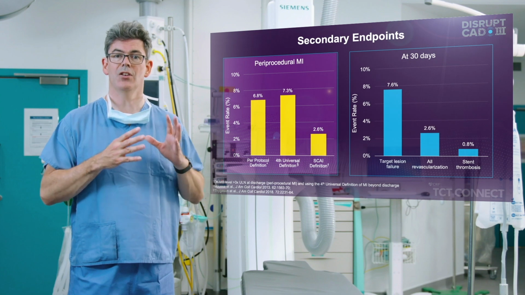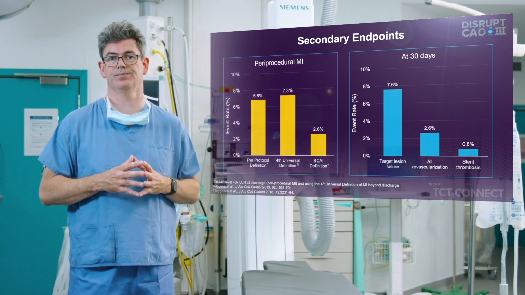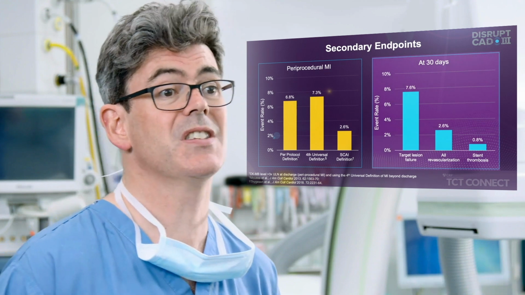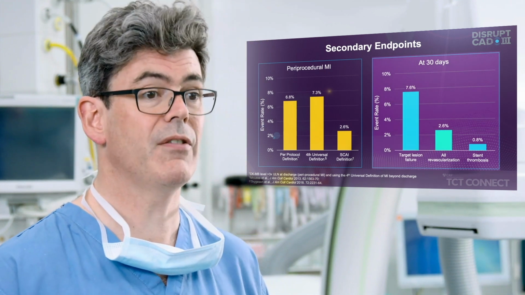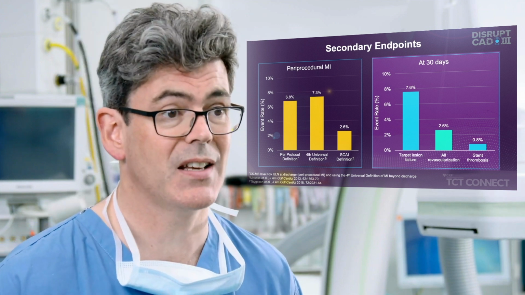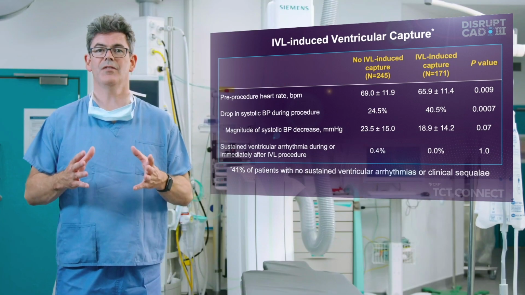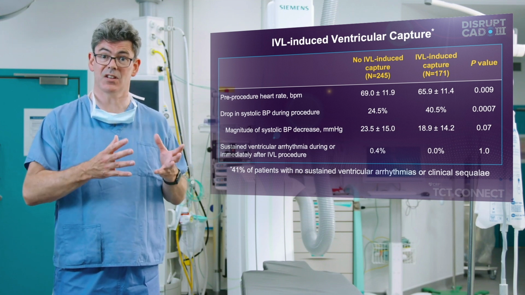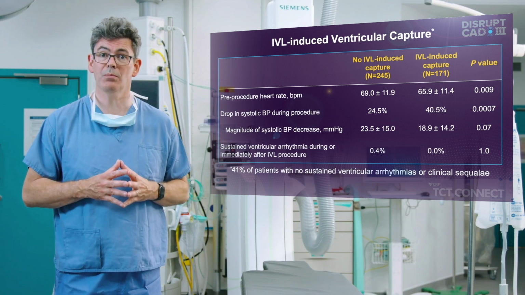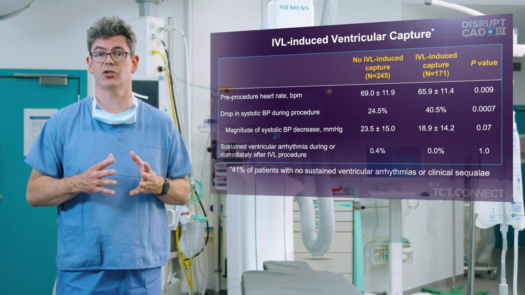On the left is a diagnosis of periprocedural MI using 3 definitions per protocol, Fourth Universal, and SCAI. None of these definitions altered the primary conclusions of this trial. And on the right, you can see the target lesion failure was 7.6%, all revascularization was 2.6%, and stent thrombosis 0.8%. IVL ventricular capture has been noted before this study, and in this study demonstrates that 41% of patients had some evidence of IVL-induced capture.